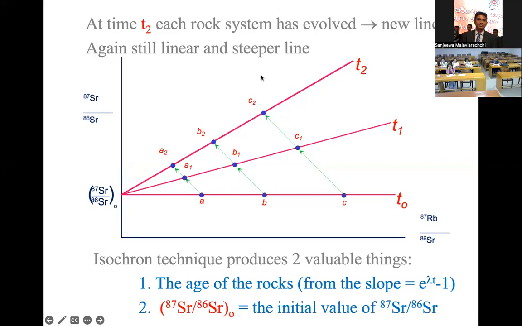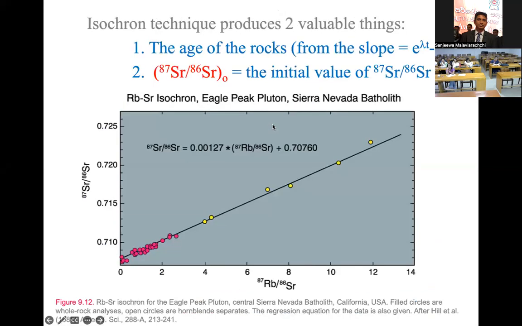Let's move to the next slide and see these two values that are produced by this isochron method, the two things, right? Initial value and the slope, that means the age, right? So this is a real example taken from the textbook. Anyway, this is a real example, right? From an igneous rock in the US.